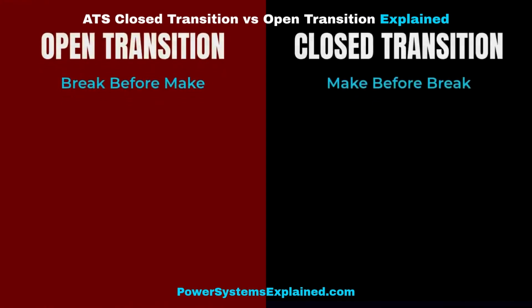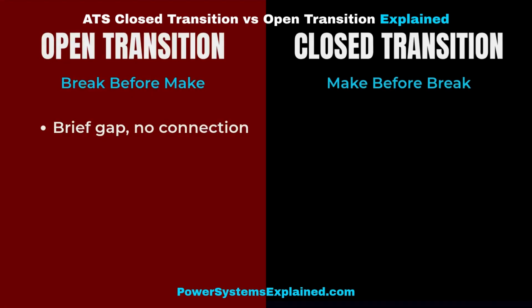An ATS transition just moves from one source to the other, utility to generator or back. There are two ways it does that. Picking the wrong one for your load is where the damage happens. Open transition means there is a brief moment, usually a fraction of a second, where the load is connected to neither source. Utility disconnect, there is a gap, then the generator connect. For most loads, that gap is harmless. It flickers, nothing else happens.